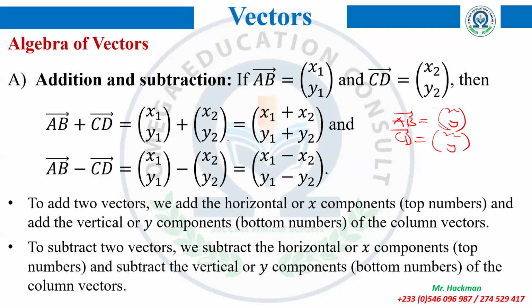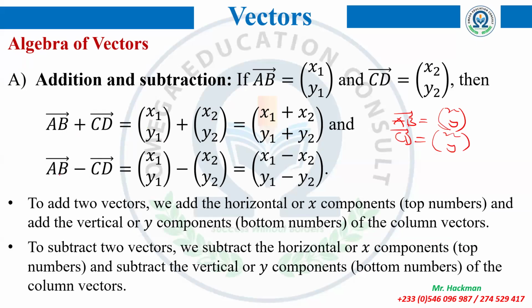And that will be equal to what? Just as if you know how to add points, you should know how to add vectors. You add corresponding coordinates, but in vectors, you add corresponding components. So you add the x components, that will give us x1 plus x2, the x component of your sum. And the y component of your sum will be y sub 1 plus y sub 2.